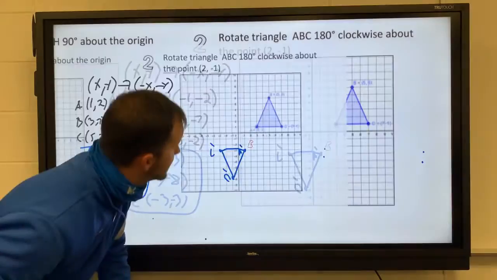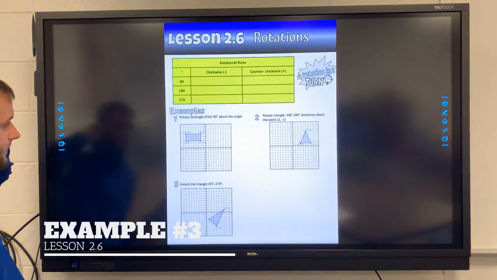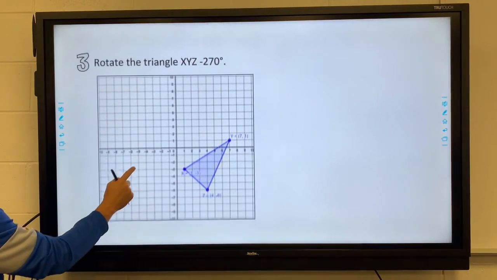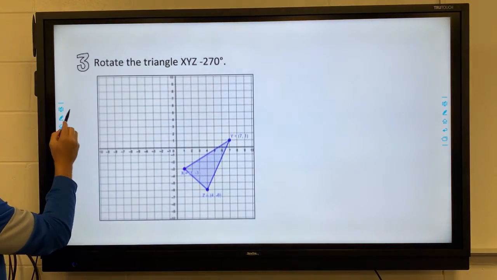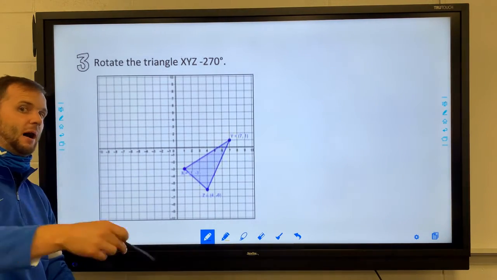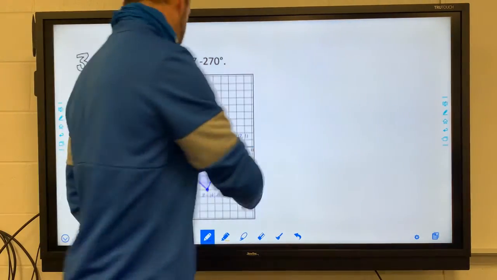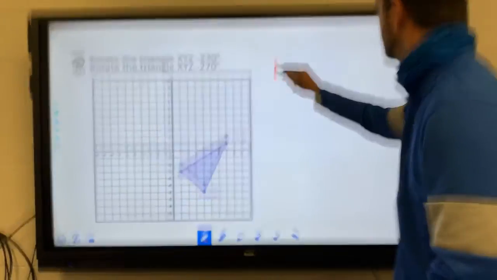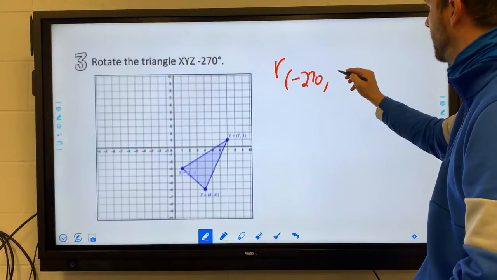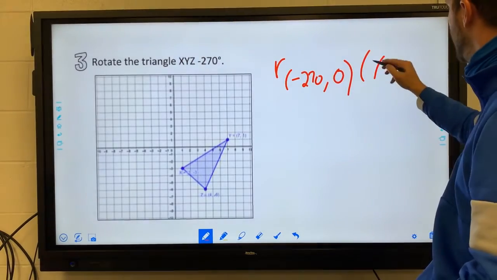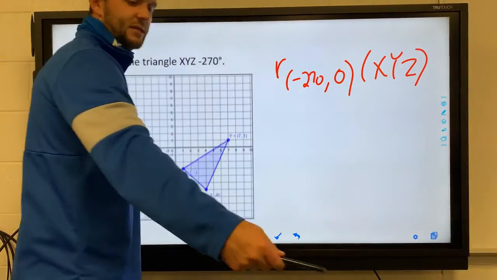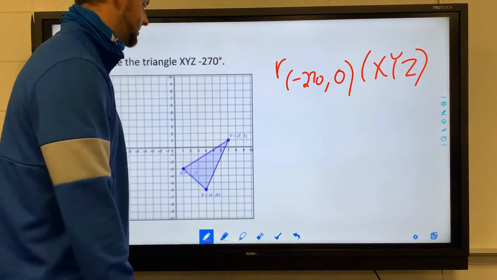Okay. All right, and lastly, we're going to look at example number 3 down here. On example number 3, we want to rotate the triangle XYZ -270 degrees. So remember, -270 is going to be clockwise. So I'm going to rotate this -270 degrees about the origin, and I'm doing X, Y, Z. About the origin, I'm just going straight from the middle. So I can just run it straight through my system here. Let's go ahead and do this.